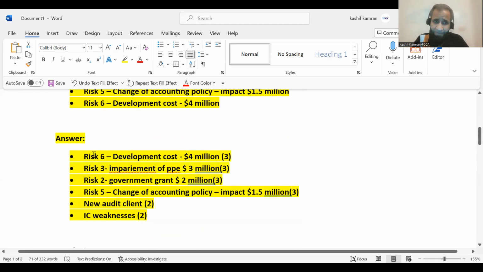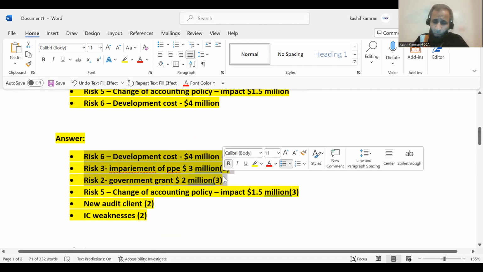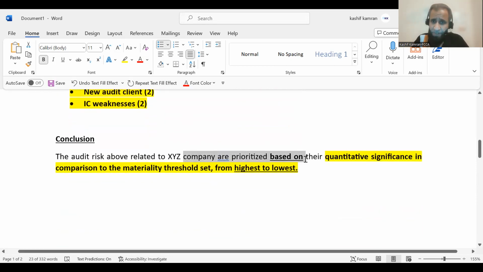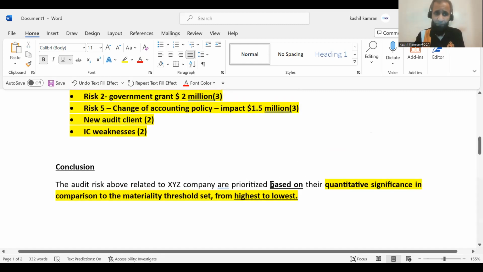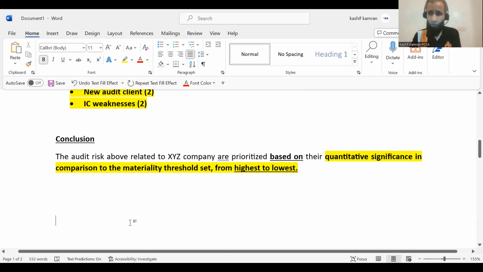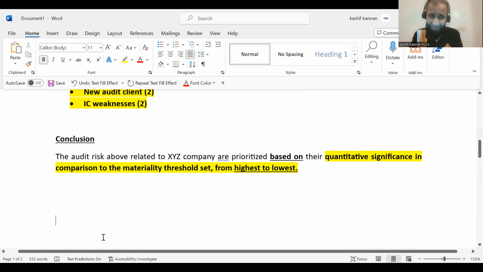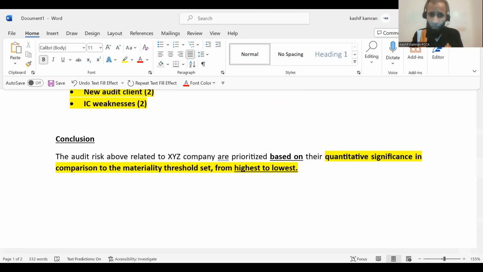Even in option 1, it's about the first 2 or first 3, which should be arranged in quantitative order, not all of them. So the first 2 or 3 are fine. And then you give a conclusion that they are prioritized based upon the quantitative significance from highest to lowest. So that's a much shorter conclusion if you exercise option 1. Now choose which one is relevant for you, which one is more approachable for you. I've given you the marking schemes, 3 marks per risk if you're working around accounting treatments, and 2 marks for non-accounting based risk. And I hope you're clear with option 1 and 2.